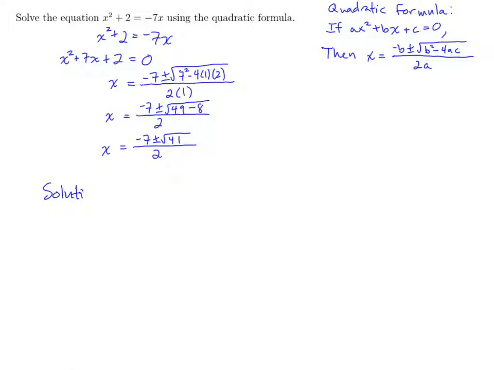So the solution set here, I'm going to write curly brackets to show that this is the set of all solutions. And then we'll have one solution, which is negative 7 plus the square root of 41. And that expression is divided by 2. Then we'll separate it with a comma and put negative 7 minus the square root of 41. And that expression is divided by 2. And then, of course, these two numbers are in curly brackets.